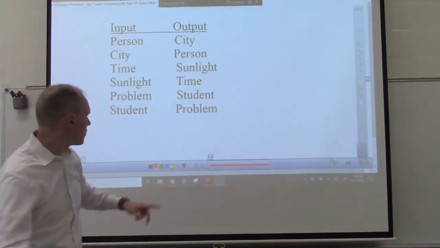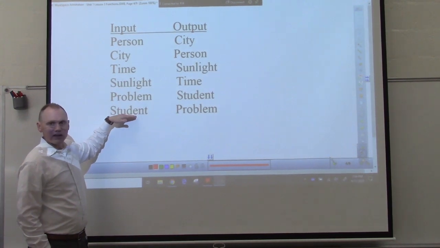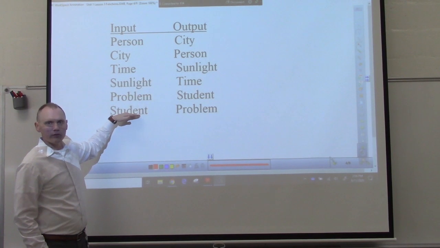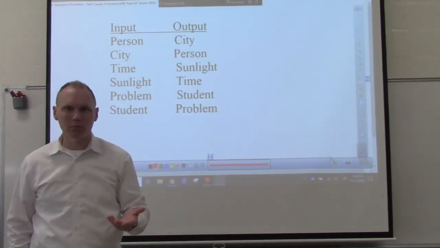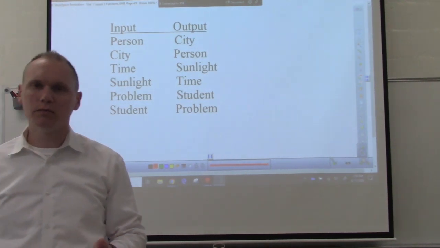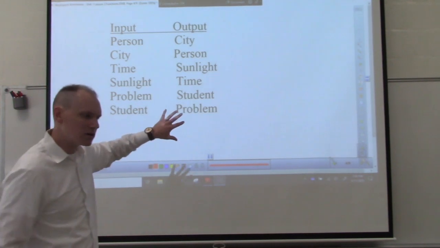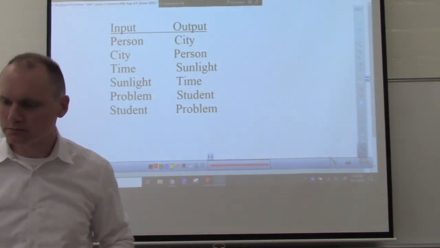a function. However, what if I go backwards and I say, what if I list out all the students and I ask them each one at a time, what problem did you have? Could they tell me? Yeah, because they all had a problem to work on. And so it makes that a function. So those are some real-world contexts. We'll get into some more in a bit.